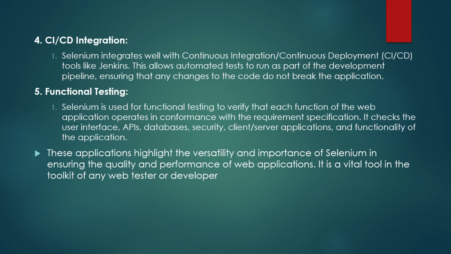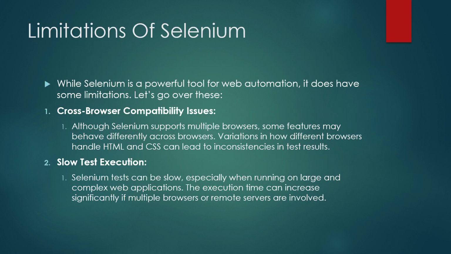Functional testing. Selenium is used for functional testing to verify that each function of the web application operates in conformance with the requirement specification. It checks the user interface, APIs, databases, security, client or server application, and functionality of the application. So these applications highlight the versatility and importance of Selenium in ensuring the quality and the performance of web applications. It is a vital tool in the toolkit of any web tester or developer.